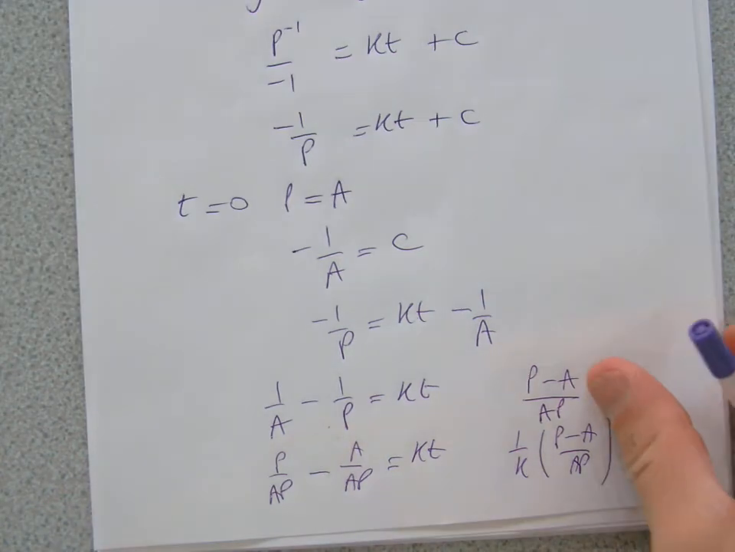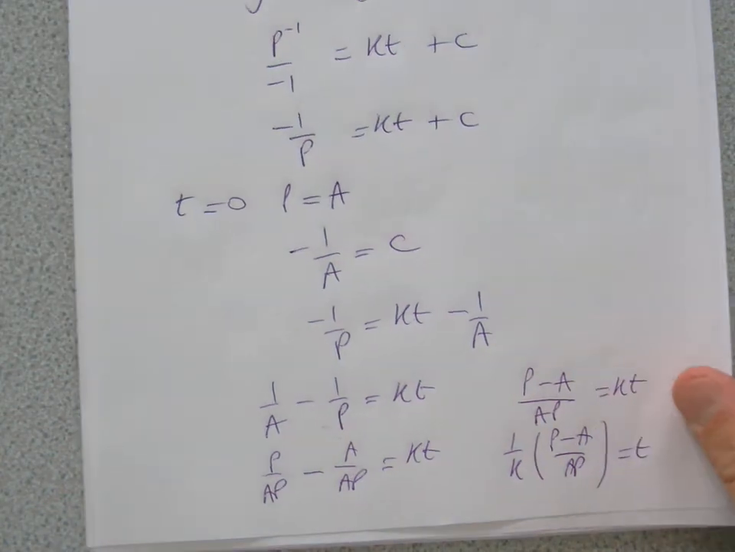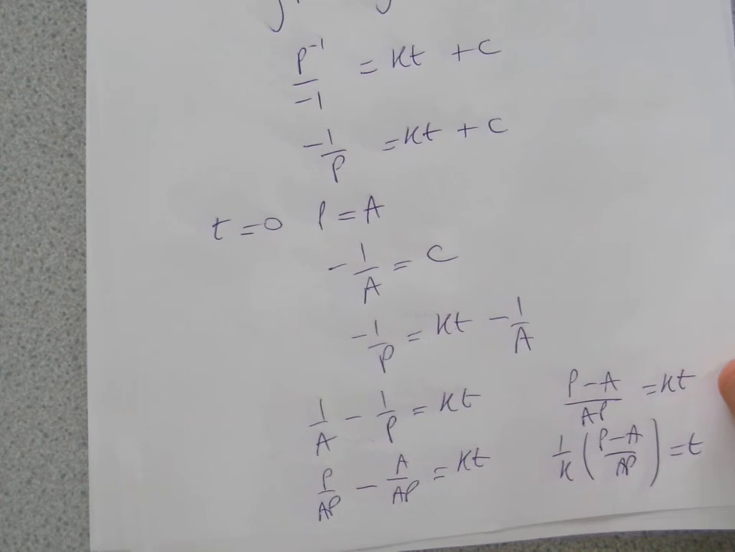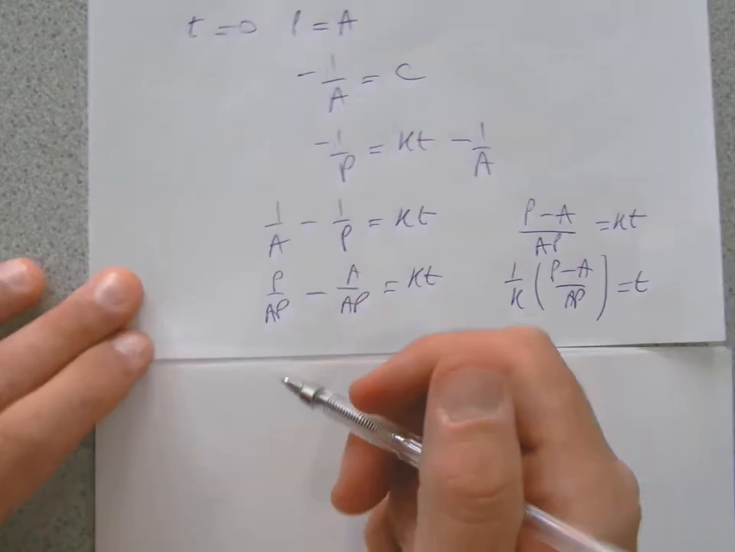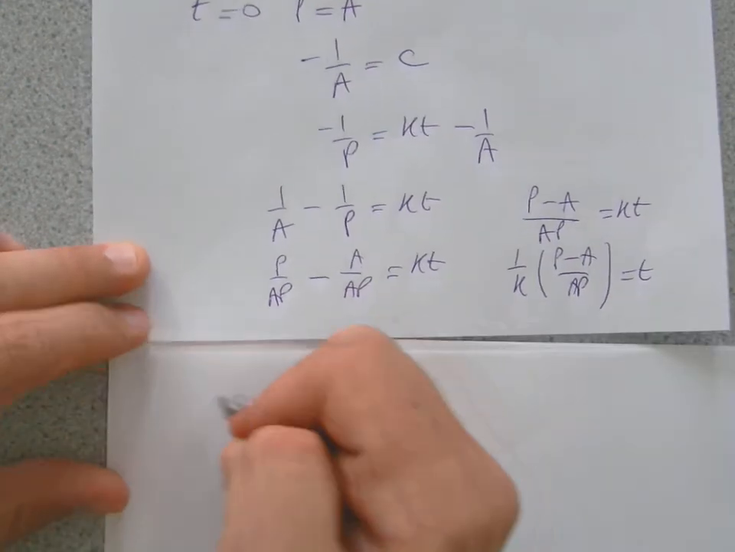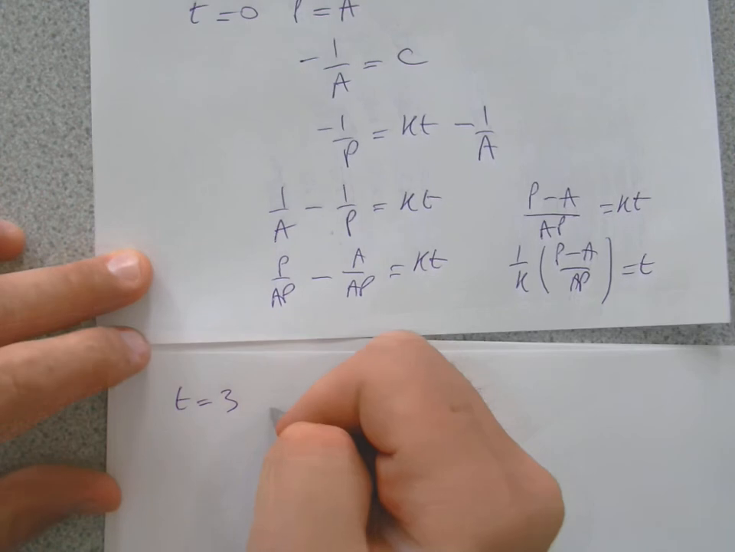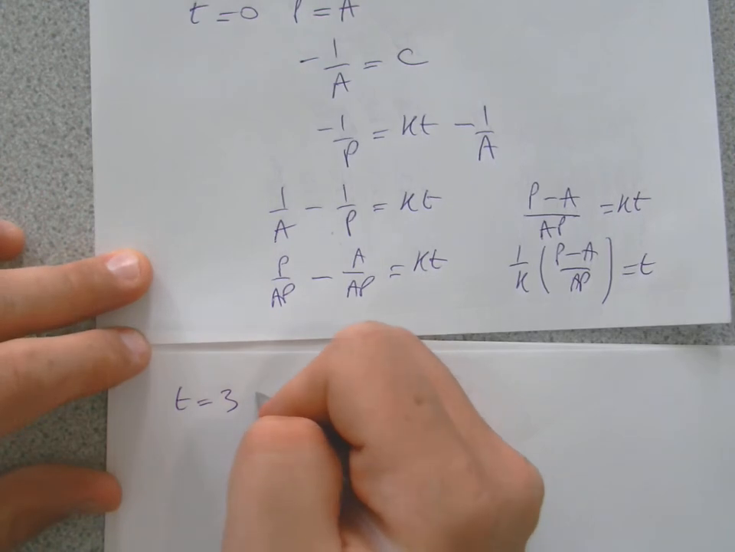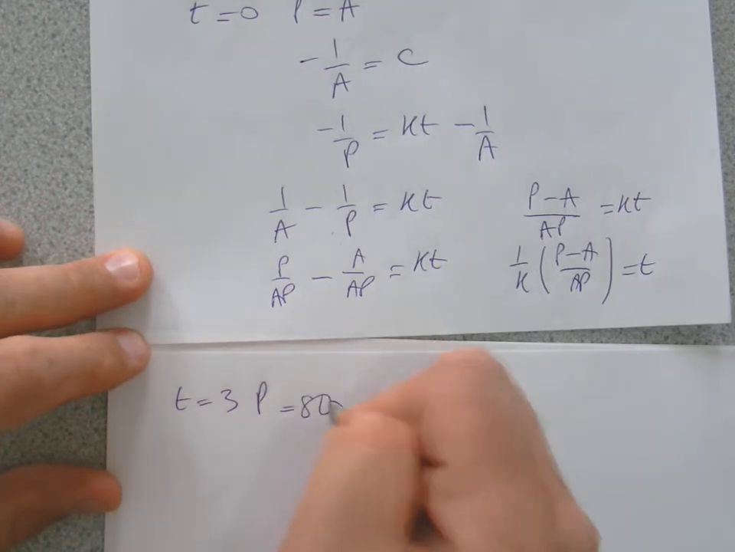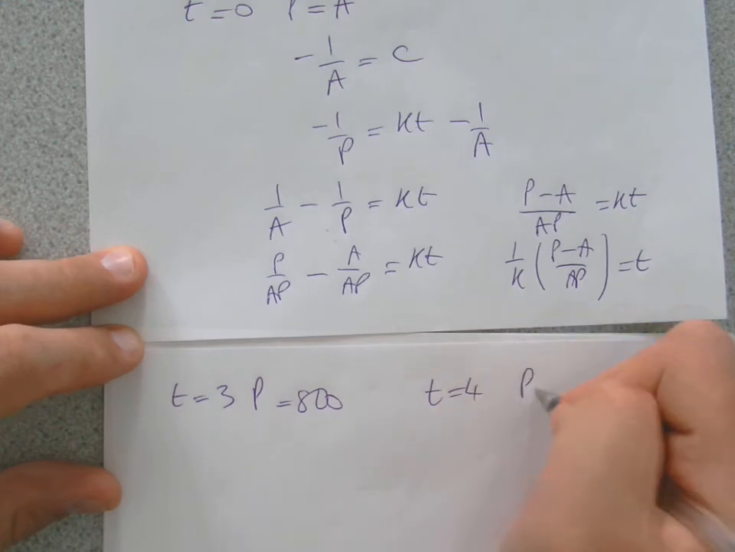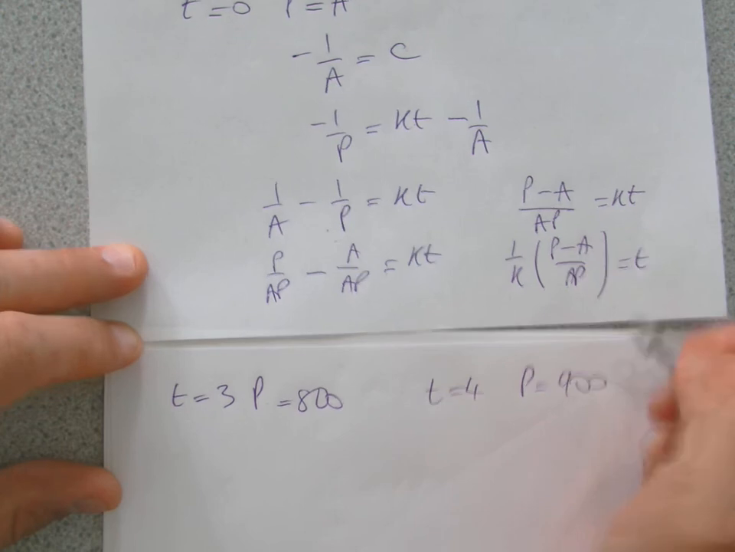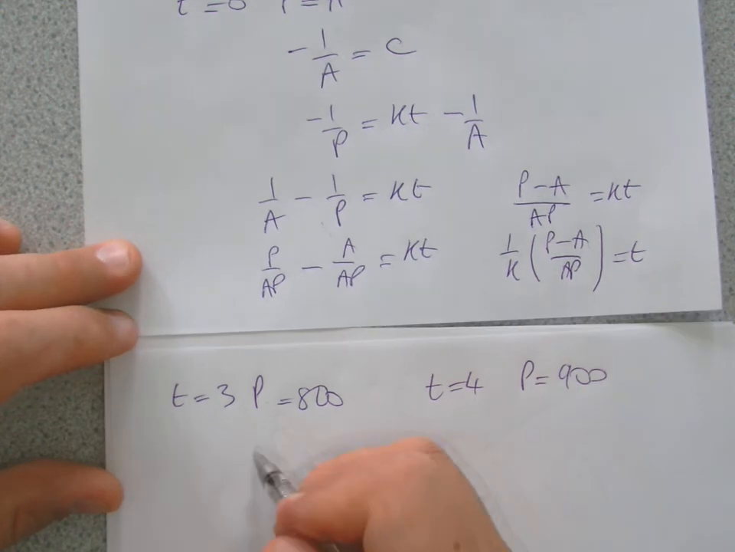Then it says the value of the book is £800 on August the 1st, 2013 and £900 on August the 1st, 2014. Find the value of A. Well, August 2013, t will equal 3, and P will equal 800. Then August 2014, t is equal to 4, and P will equal 900. So we just put it in there, both situations, to see what we get.